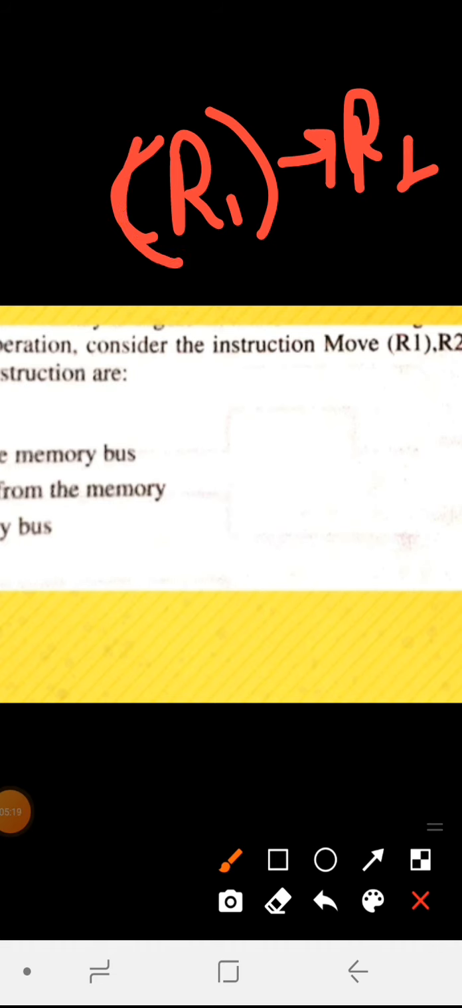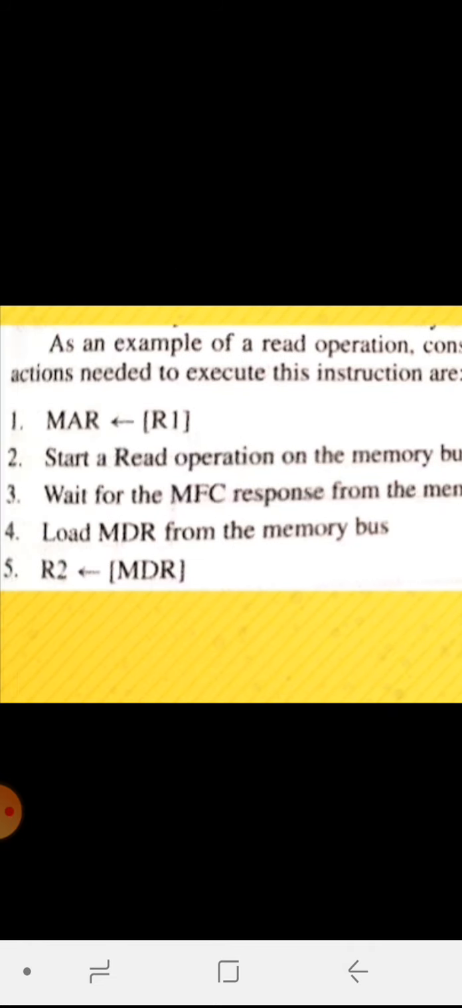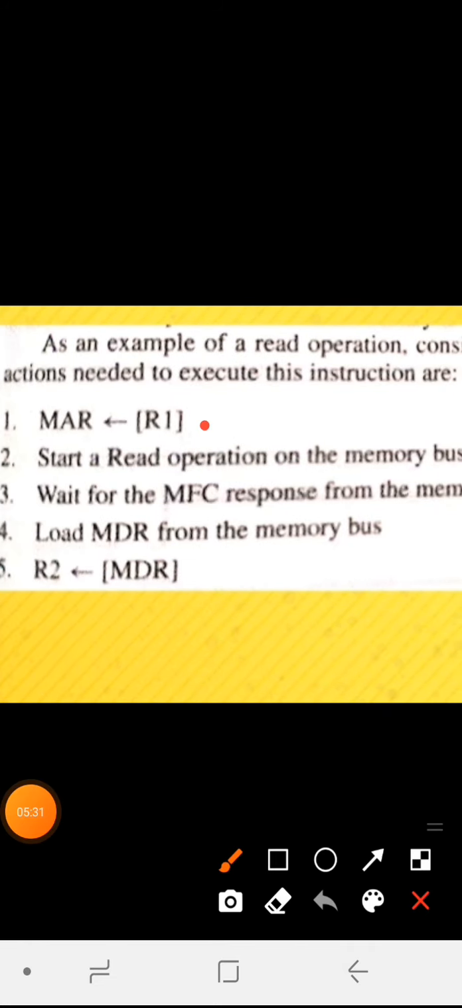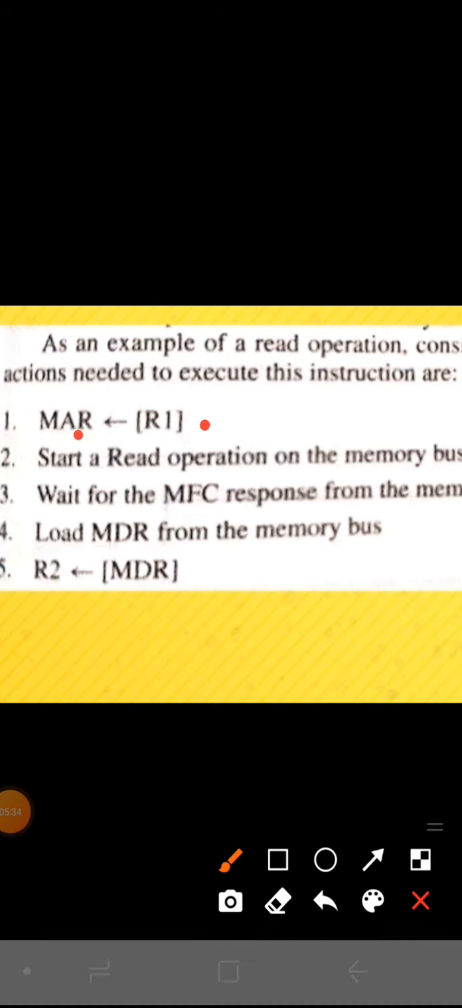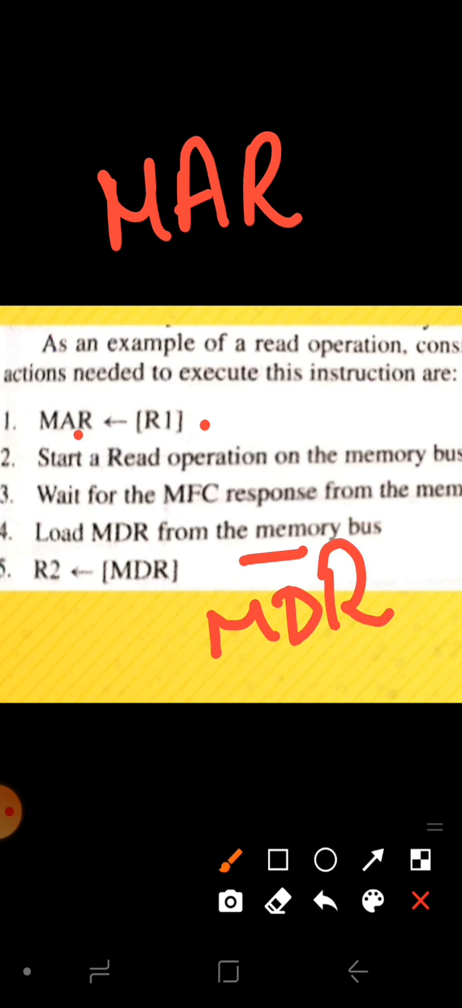So now you can see this R1 is in a memory location, that's why you are using the register MAR, that is you want the address, that is why you are using MAR. So the first step says that the content of R1 will be loaded into MAR, nothing but your address. Then you will start a read operation on the memory bus and you will wait for this function to get completed. Once this function is completed, then you will read the data which is present in that location and you will load that into MDR, nothing but memory data register, and at last from MDR to register R2.